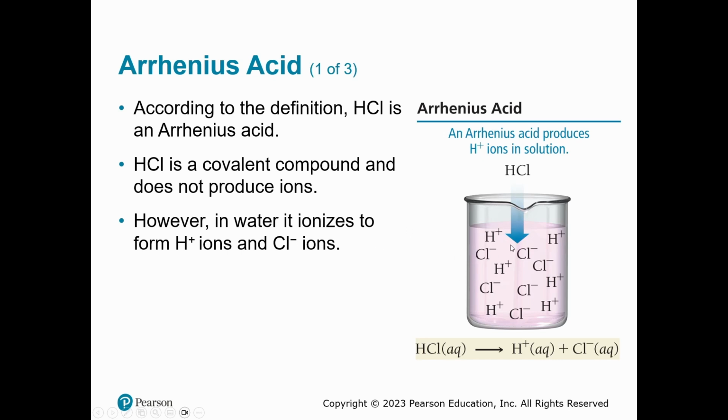So, HCl produces H+. HCl would be considered an Arrhenius acid because it produces this H+. That H on HCl is ionizable. Because of that, we would call it an acid.